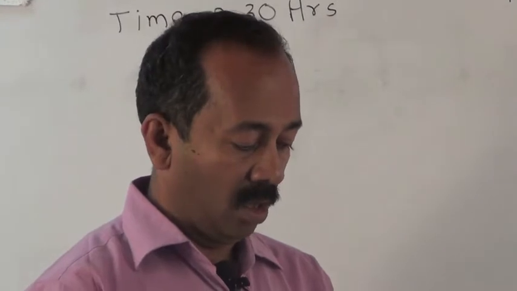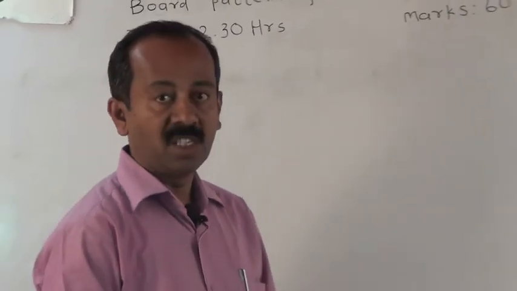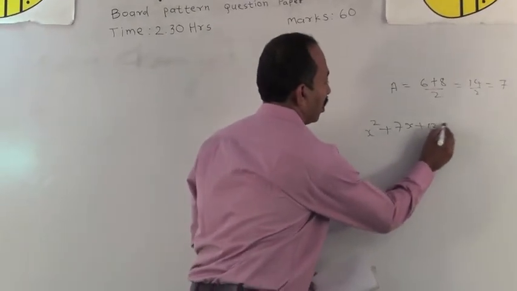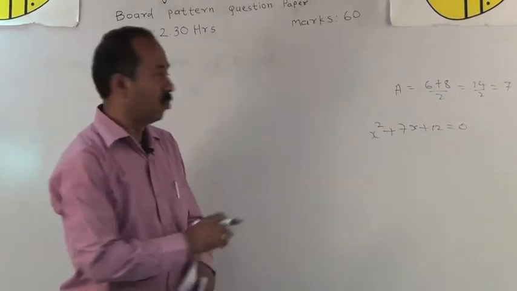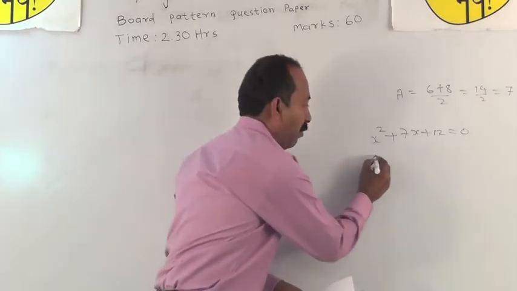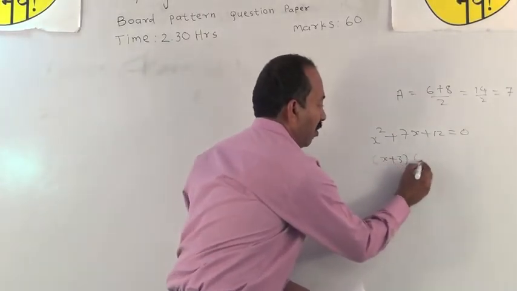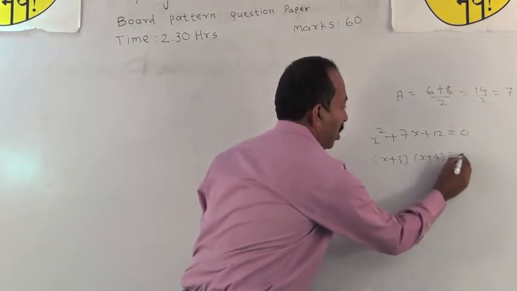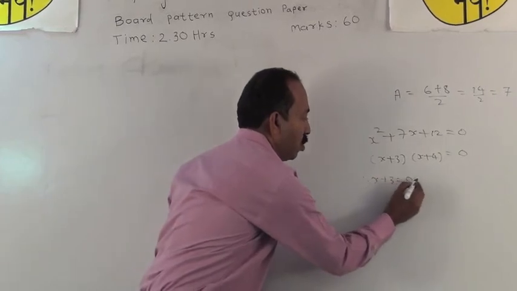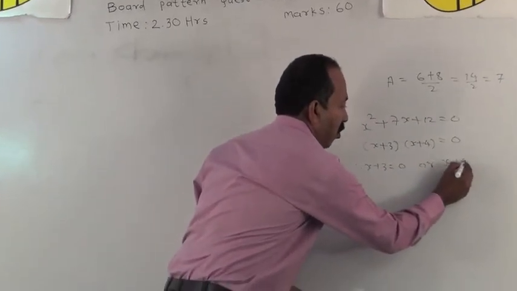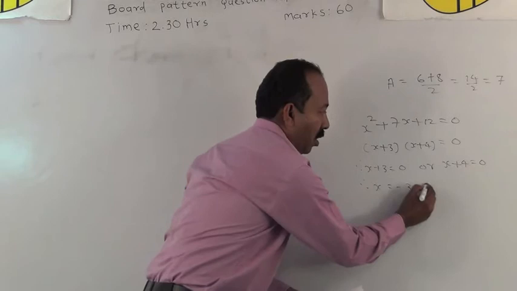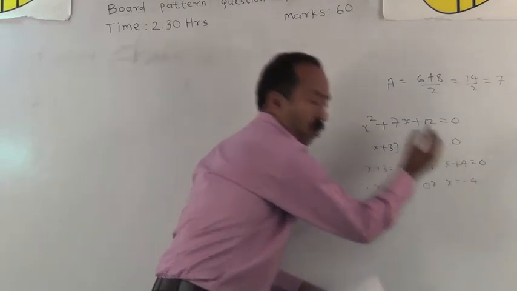Question 2. Solve the quadratic equation x square plus 7x plus 12 is equal to 0. So we have to find the two numbers whose multiplication is 12 and addition is 7. These two numbers are 3 and 4. So (x plus 3)(x plus 4) is equal to 0. Therefore x plus 3 is equal to 0 or x plus 4 is equal to 0. Therefore x is equal to minus 3 or x is equal to minus 4.